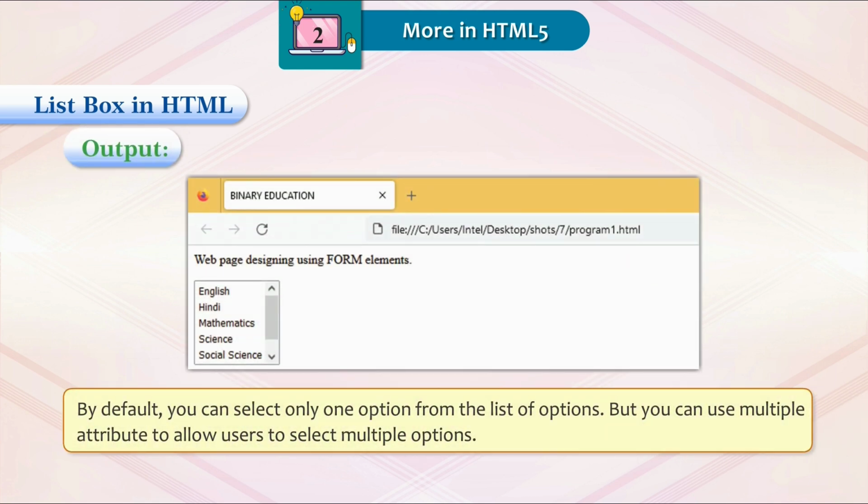Output. By default, you can select only one option from the list of options, but you can use the multiple attribute to allow users to select multiple options.